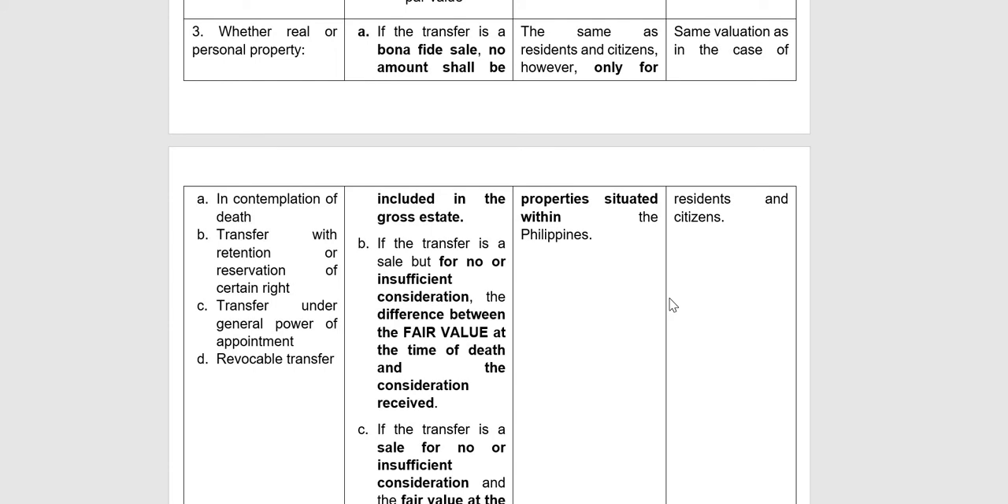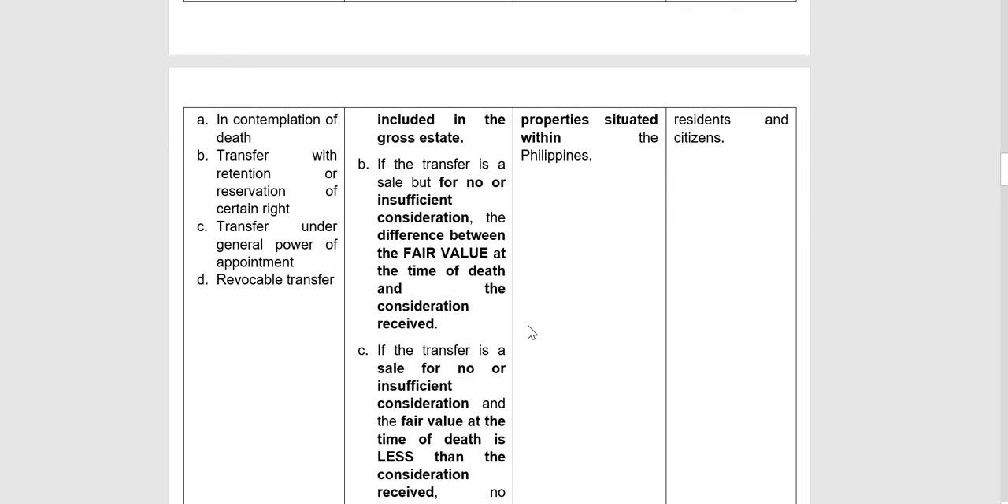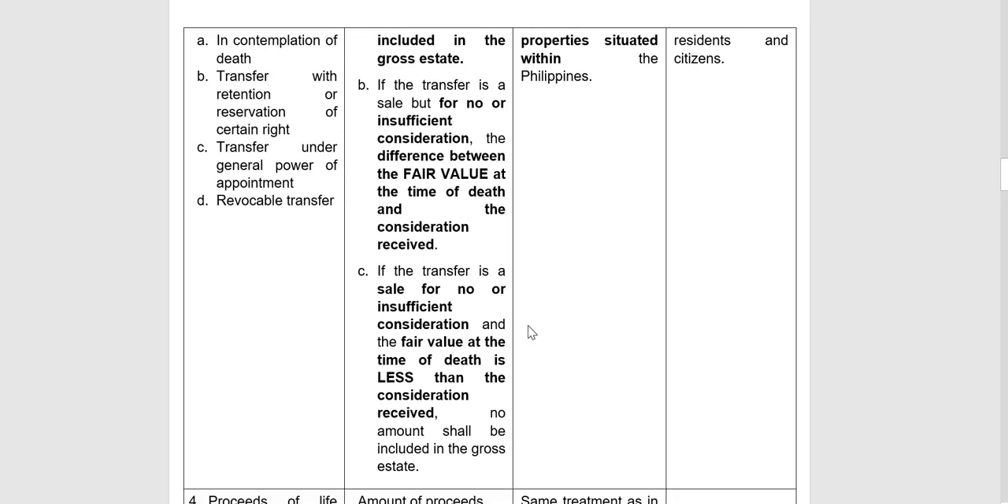If the transfer is a sale but for no or insufficient consideration, the difference between the fair value at the time of death and the consideration received shall be included in the gross estate. So if the transfer is for no or insufficient consideration and the fair value at the time of death is less than the consideration received, no amount shall be included in the gross estate. Okay?